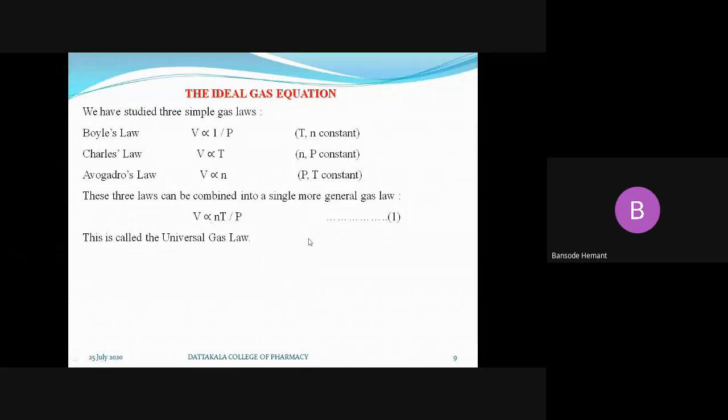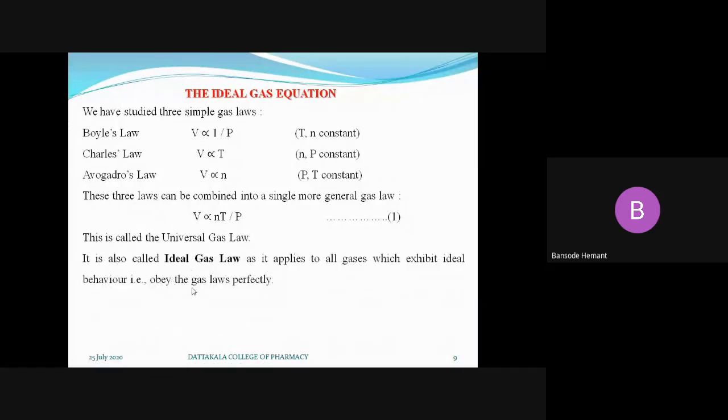And this equation first, listen carefully, is called the universal gas law, also called the ideal gas law, and it applies to all gases which exhibit ideal behavior, that is, which obey the gas laws, Boyle's law, Charles's law, Avogadro's law, perfectly. This equation first: V is directly proportional to nT upon P, or V is directly proportional to the number of moles and temperature and inversely proportional to the pressure. This expression is known as the universal gas law or ideal gas law.